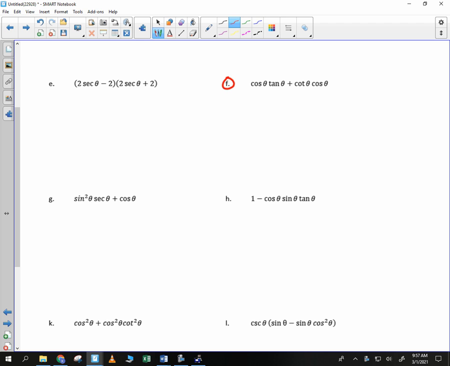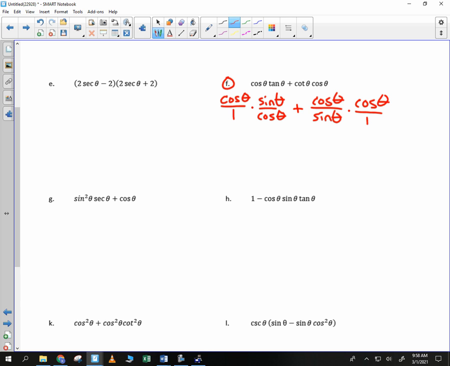I'm going to rewrite cosine as just cosine of theta over 1. And I'm going to rewrite tangent as, how do I rewrite tangent? Anybody remember from the weekend? Sine over cosine. What is cotangent? Cosine over sine times cosine of theta over 1.